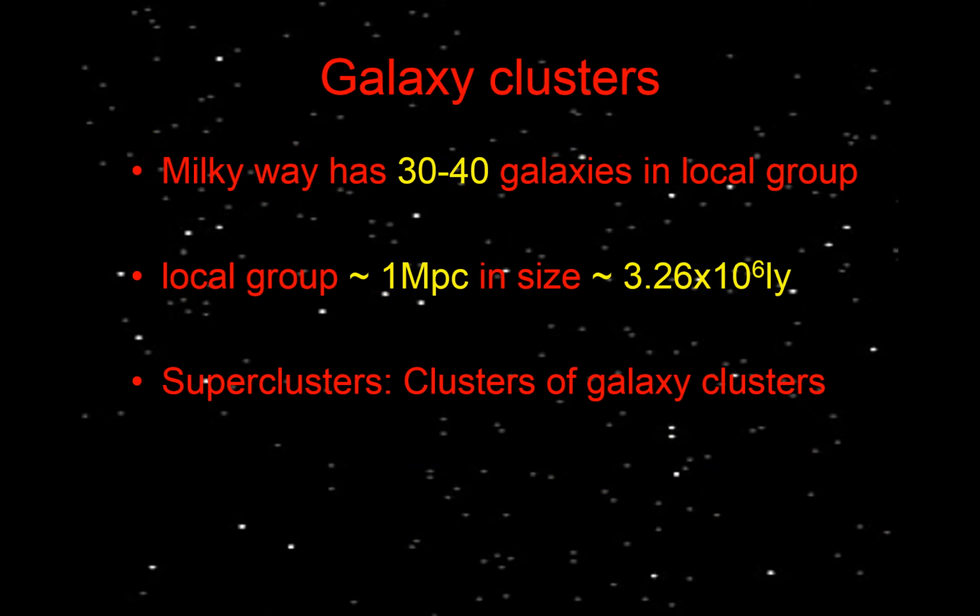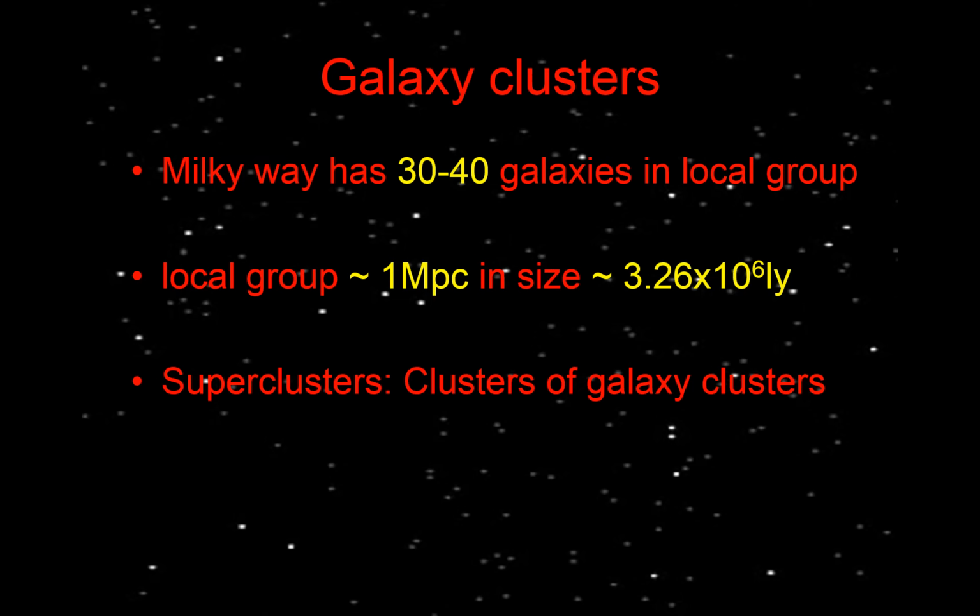So we've talked about galaxies, and we've talked about the size of galaxies. But our galaxy is part of a group of galaxies, and that's referred to as a cluster. And the Milky Way is part of a galaxy cluster which is made up of about 30 or 40 other galaxies. And that's often referred to as the local group. And it's about 1 megaparsec in size, so it's about 3.26 times 10 to the 6, so that's 3.26 million light years across. So this is very big compared to, say, the size of the solar system especially, or even the size of our galaxy.